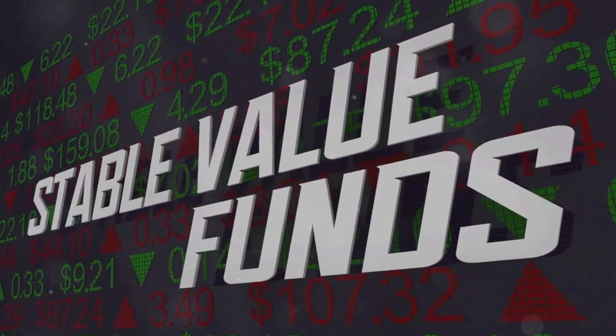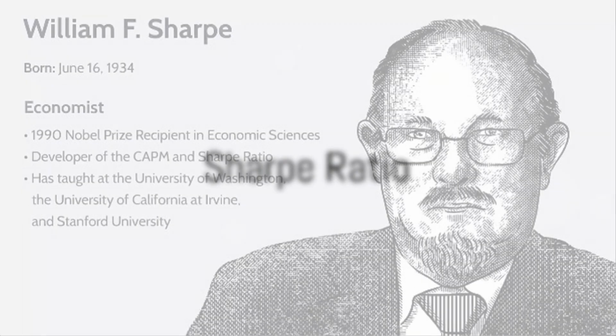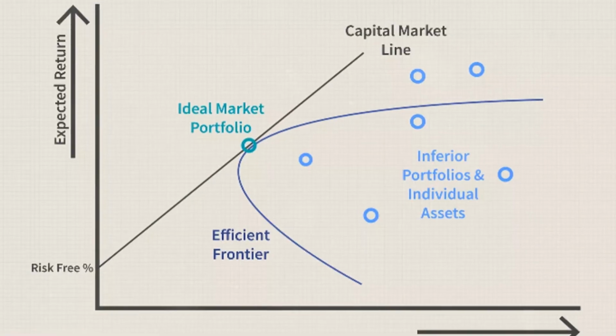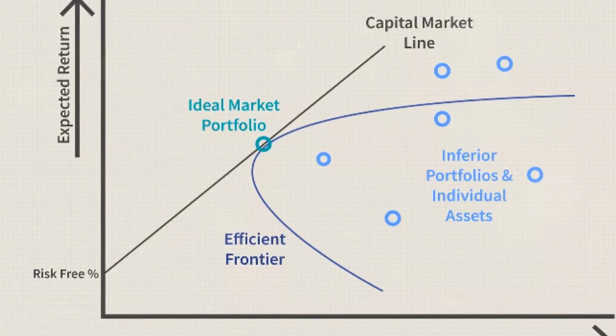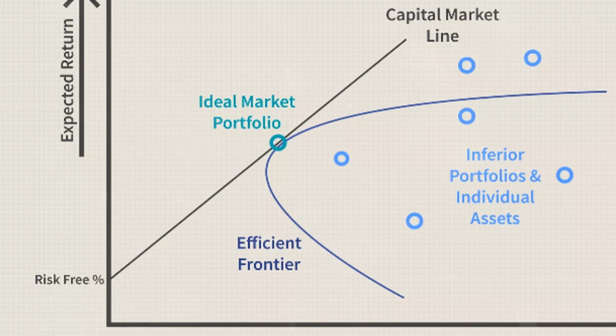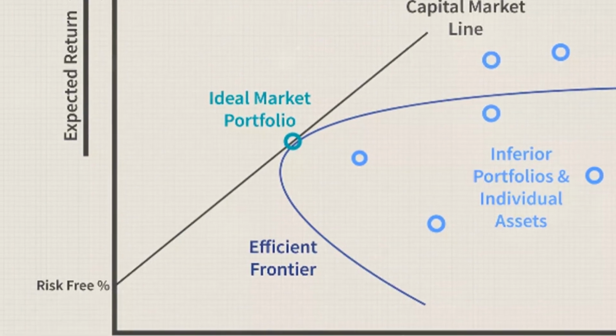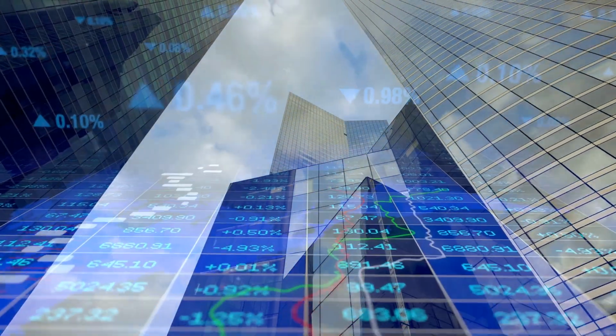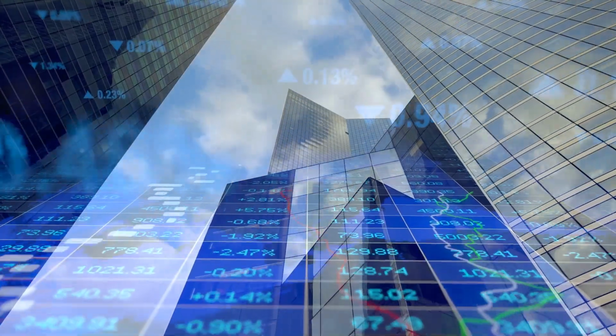Then we have the Sharpe ratio, named after Nobel laureate William F. Sharpe. It measures the performance of an investment compared to a risk-free asset after adjusting for its risk. It's a way to understand the return of an investment compared to its risk.